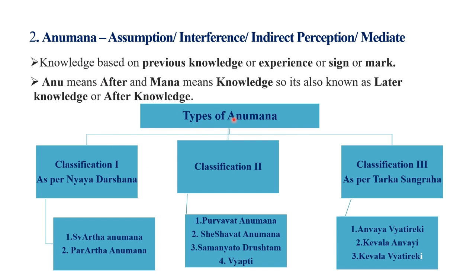Now there are types of Anumana. This Anumana is divided as per three classifications. There are three different ways it has been divided. The first classification is known as Nyaya Darshana. Then there is a second classification, and a third classification, which is on the basis of Tarka Sangraha. We are going to study these different types in detail. So first let's see the classification on the basis of Nyaya Darshana.